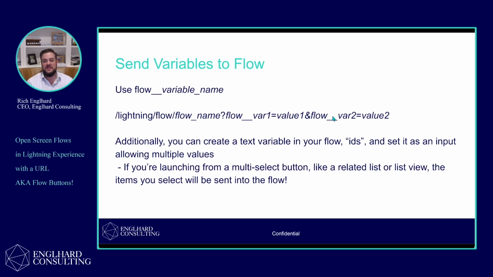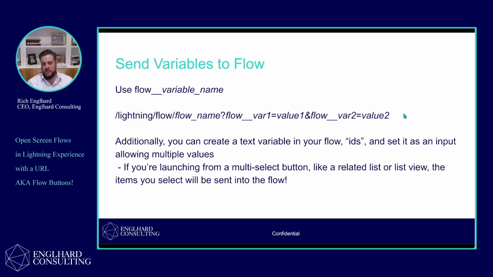So how do we send variables to this flow, right? We're going to use flow__variable name. So in this case, lightning/flow/my flow name question mark. That means to the URL, hey, I'm going to start adding variables. And then flow__var one equals value one. And then for var two, I have value two.